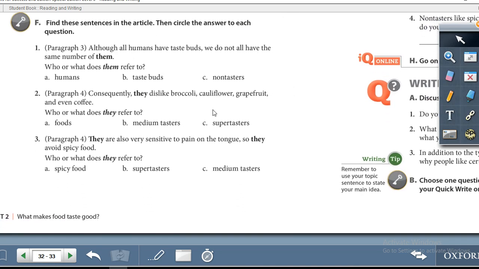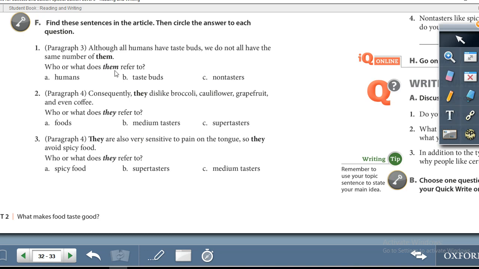Let us now move on. Exercise F. Find these sentences in the article, then circle the answer to each question. Now, if you look at exercise F, I would also suggest that you read the instruction more than once. So exercise F says, find these sentences in the article, then circle the answer to each question.